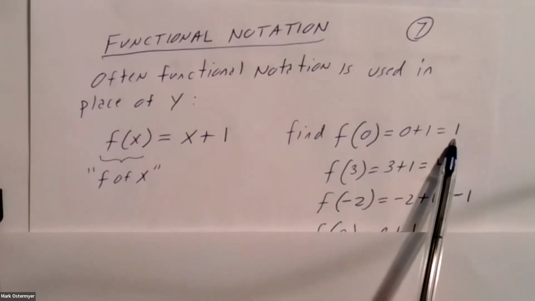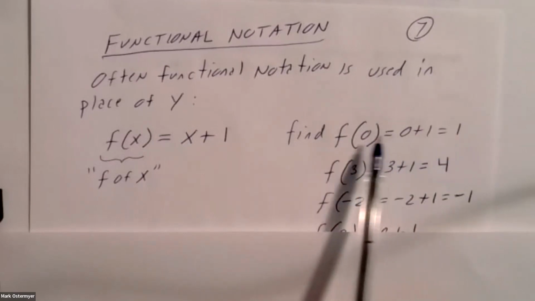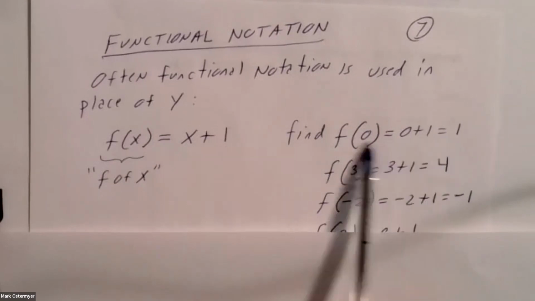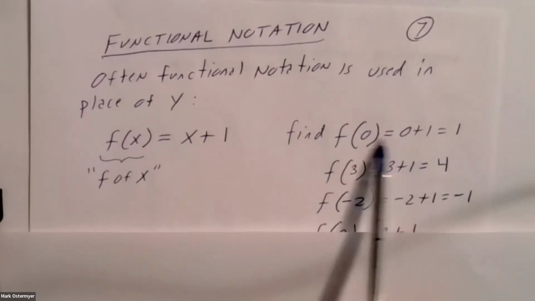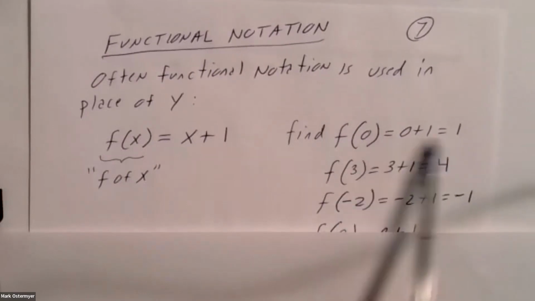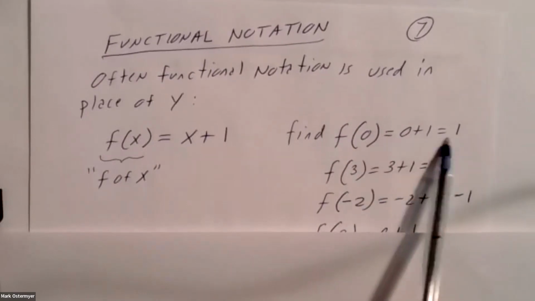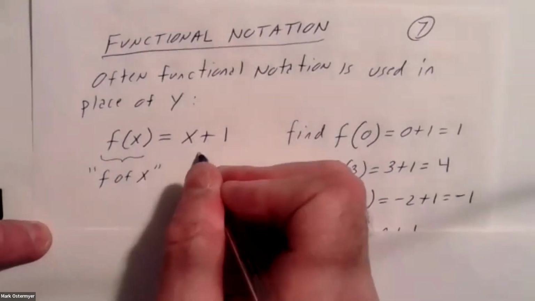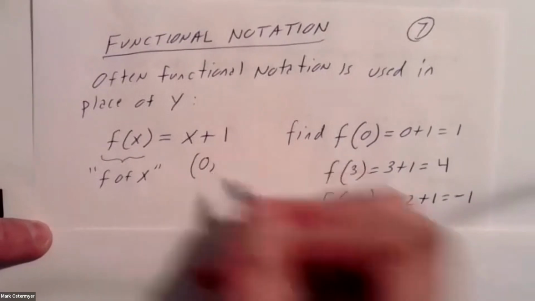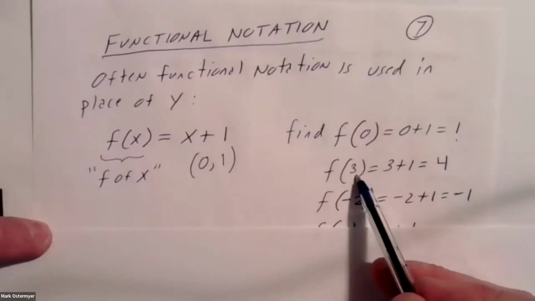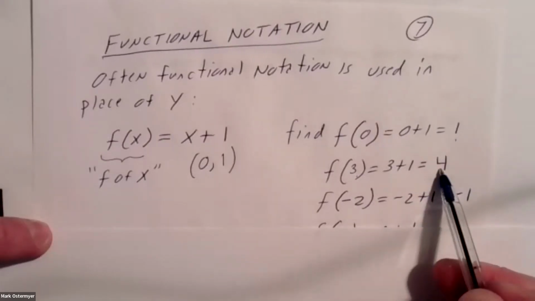So what ordered pair did I just generate here, ladies and gentlemen? What ordered pair solution did I just generate for this linear equation? I put in 0 and got out 1.